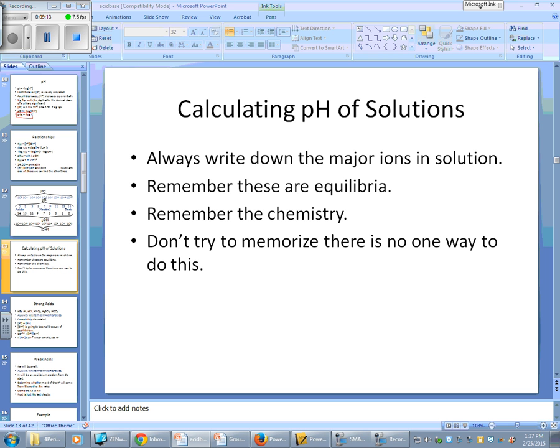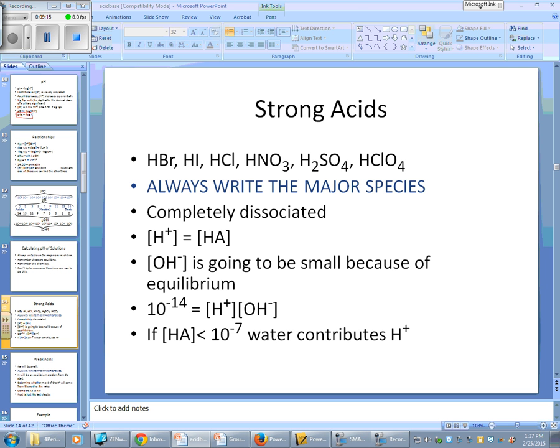Calculating pH of solutions, always write down those major ions. Talked about strong acids, how to find the pH of a strong acid. That's an important piece to remember because they do dissociate 100%. As long as we're dealing with a monoprotic acid with only one hydrogen, your hydrogen ion concentration is going to be equal to your concentration of your acid.